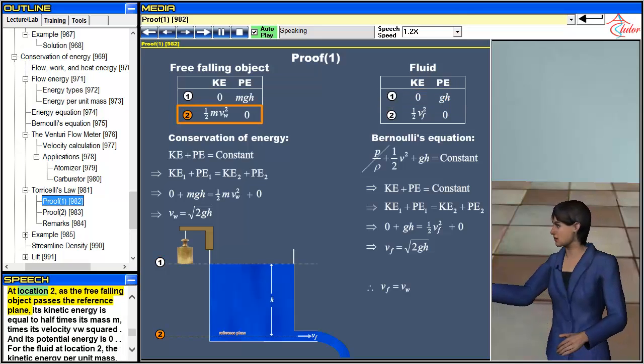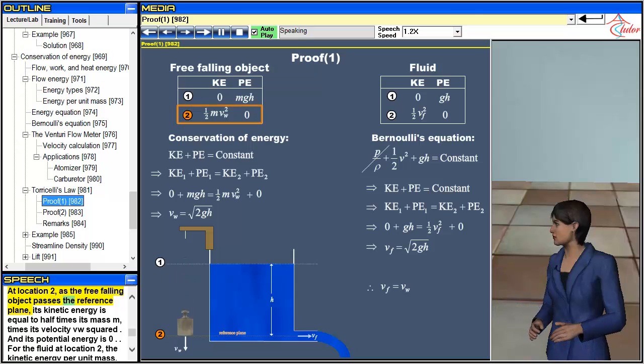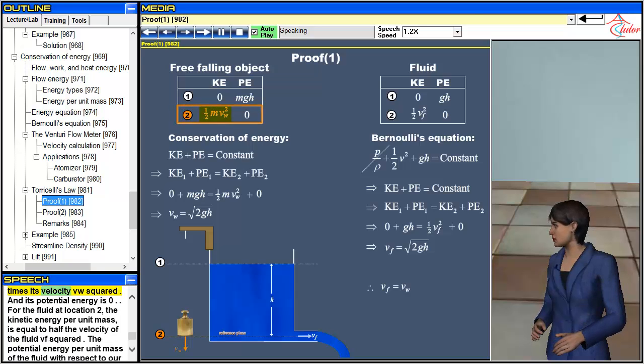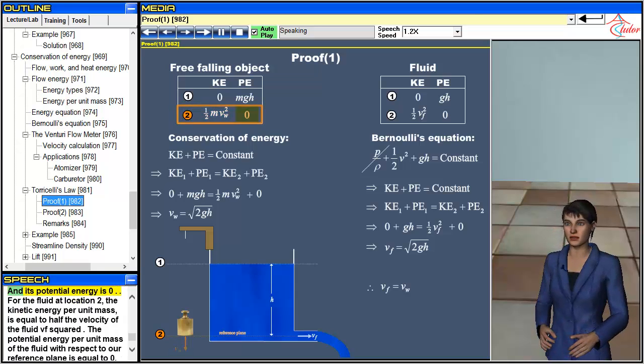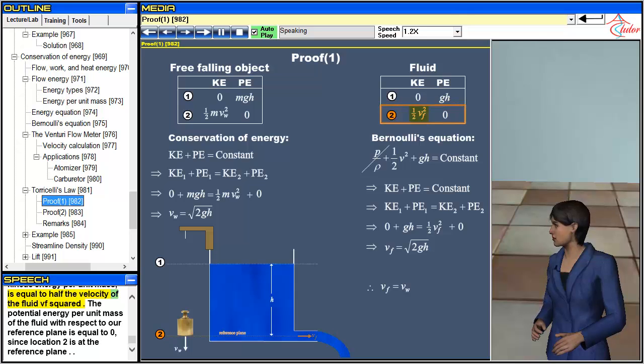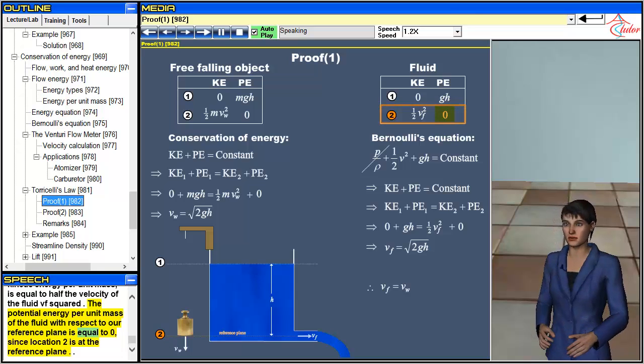At location 2, as the free-falling object passes the reference plane, its kinetic energy is equal to half times its mass m, times its velocity Vw squared, and its potential energy is 0. For the fluid at location 2, the kinetic energy per unit mass is equal to half the velocity of the fluid Vf squared. The potential energy per unit mass of the fluid with respect to our reference plane is equal to 0, since location 2 is at the reference plane.